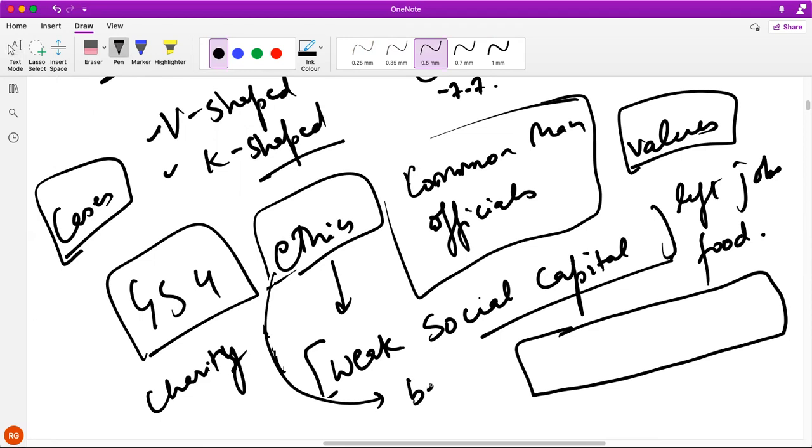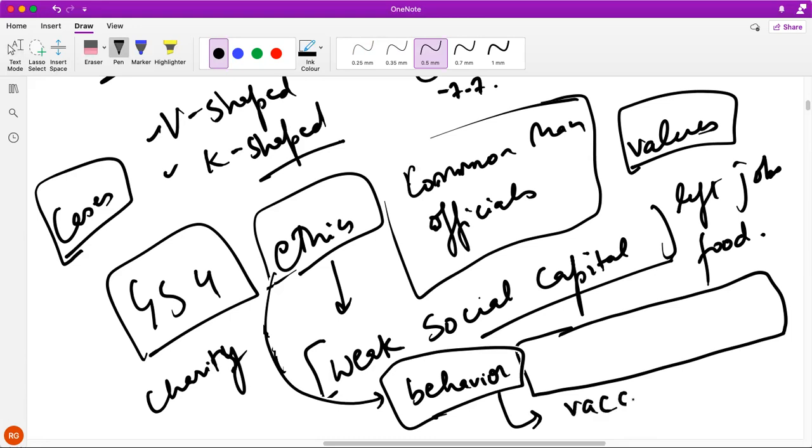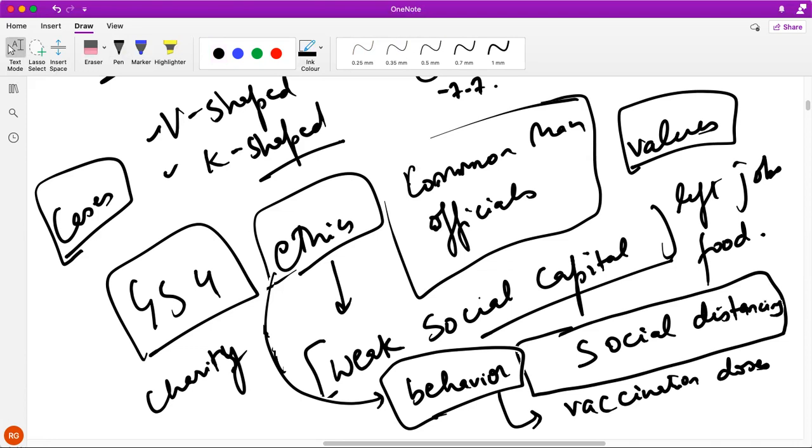What is ethics? Ethics focuses on our behavior. So how can ethics help? Ethics can help in changing the behavior of people so that they can take vaccination doses. They can maintain social distancing. Then we want the public to develop good habits. Use sanitizers, wash hands before eating, use masks. All these are habits we want.